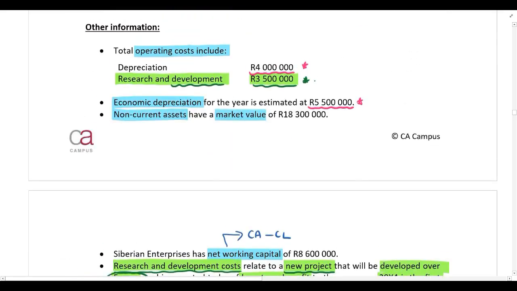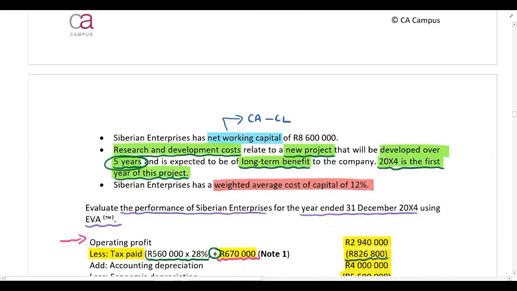So what are we going to do? We have an expense of 3.5 million rand. We are not going to expense it. We are going to capitalize the 3.5 million rand, treat it as an asset, and write it off over a period of 5 years. So we will expense 700,000 rand per annum. So look at my calculation just below.